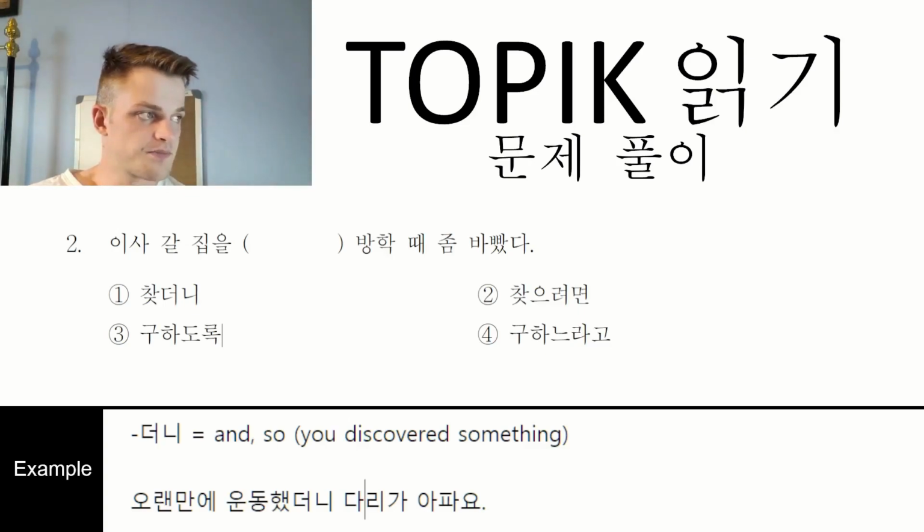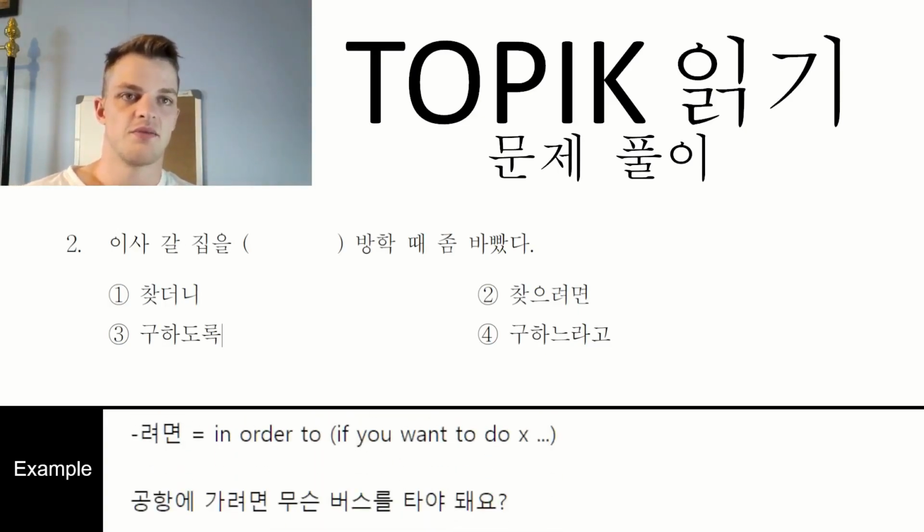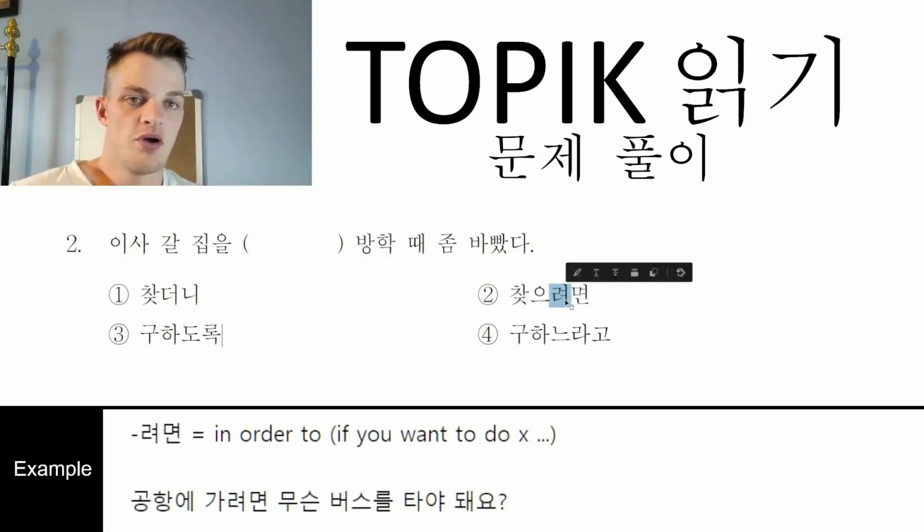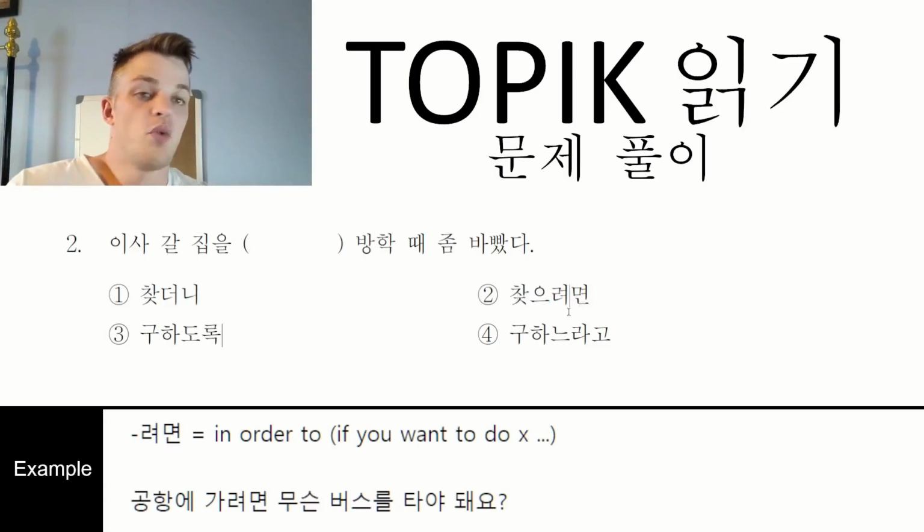The next one, number 2, 찾으려면. 찾으려면 means, one good way of translating it is if you want to do this. It can also mean like in order to do this, but I think it's best to think of it as if you want to do this. You can think of the 면 as if, and 려 in like 하려고 하다 means you're trying to do something or you're wanting to do something. So 찾으려면 would mean if you want to find something or in order to find something. If your goal is to find something.